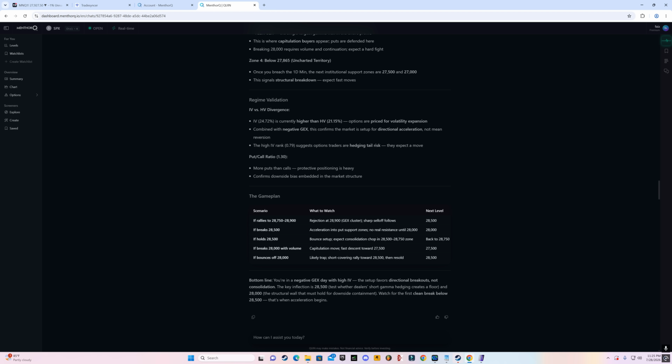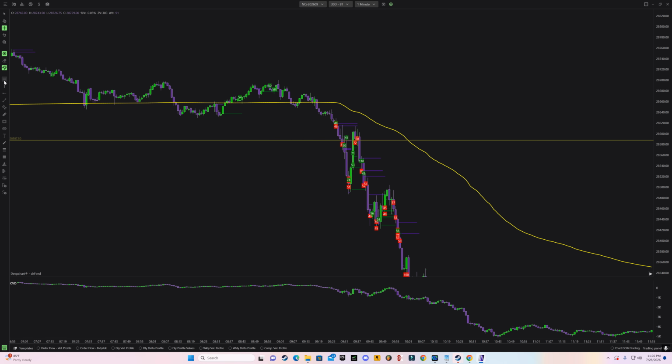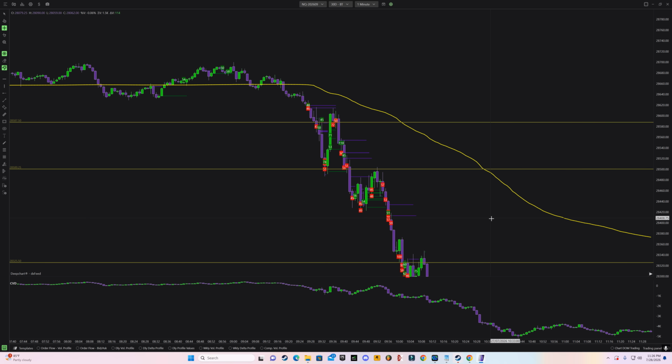The key inflection is 28,500. Test whether dealers' short gamma hedging creates a floor, and 28,000, blah, blah, blah. Watch for the first clean break below 28,500. So this over here, that's when acceleration begins, right? It's literally giving me everything that I need to support my plan and support my bias. So remember, 28,500. Let's mark out 28,500 around here. Cool. So this yellow line over here is the 28,500.